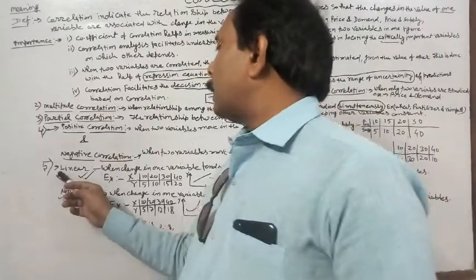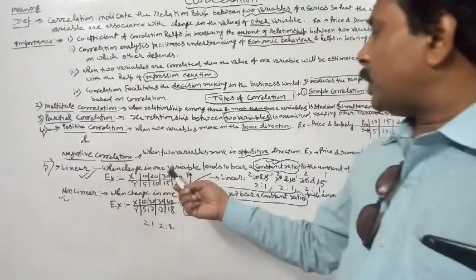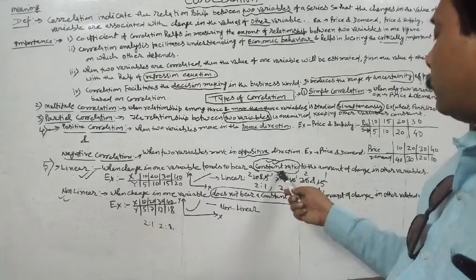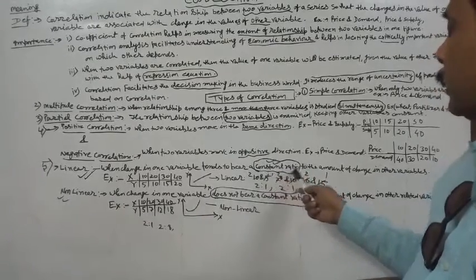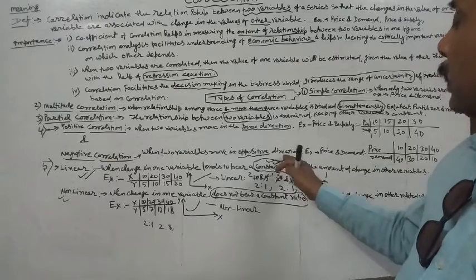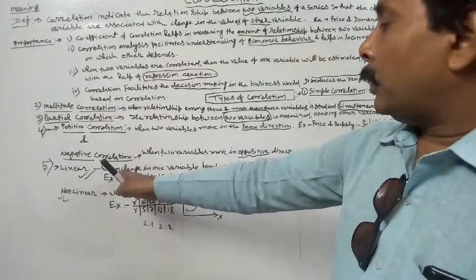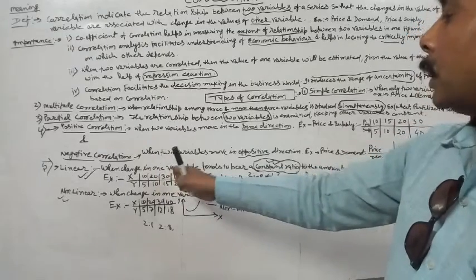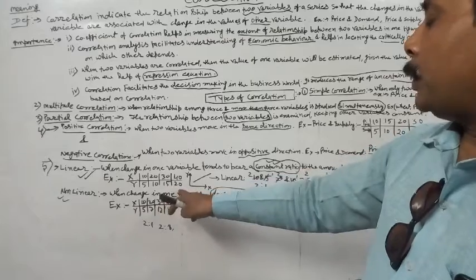Now come to the linear correlation. When change in one variable tends to bear a constant ratio, here the term constant ratio is the keyword, to the amount of change in the other variable. For example, here I have taken one variable x and another variable y. x is 10, 20, 30, 40. y is 5, 10, 15, 20.